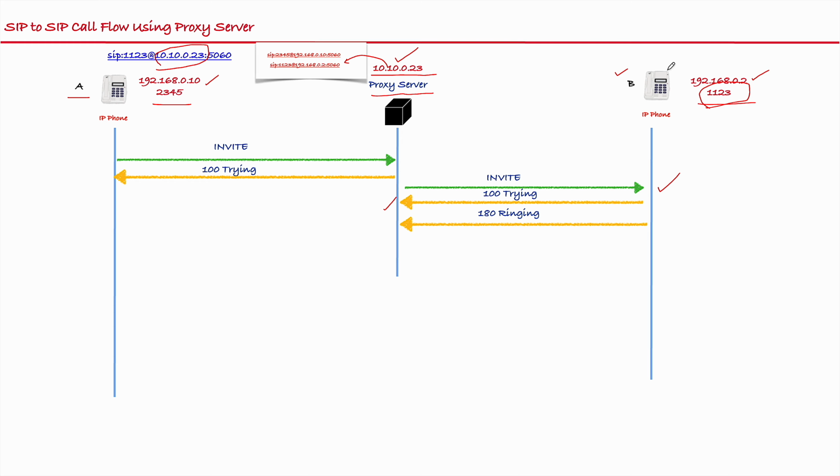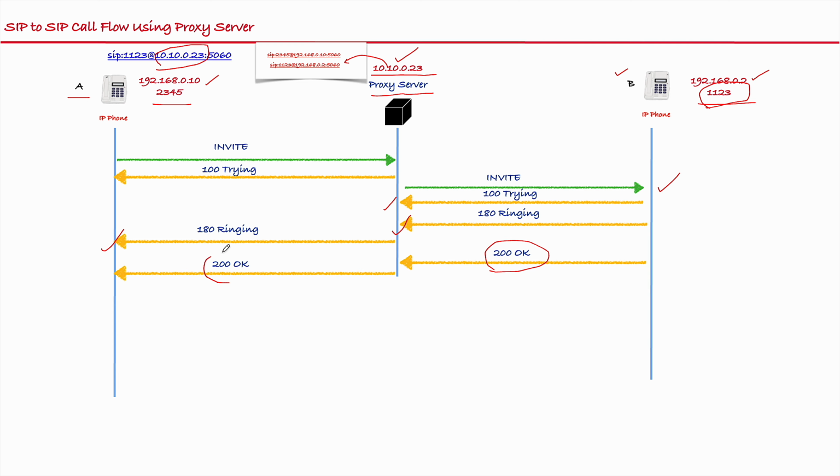After that, B phone starts ringing and sends 180 Ringing to the proxy server. Now the proxy server forwards this 180 Ringing to A. When phone B answers the call, it immediately sends a 200 OK response to the proxy server. Now the proxy server sends this 200 OK to the A party.